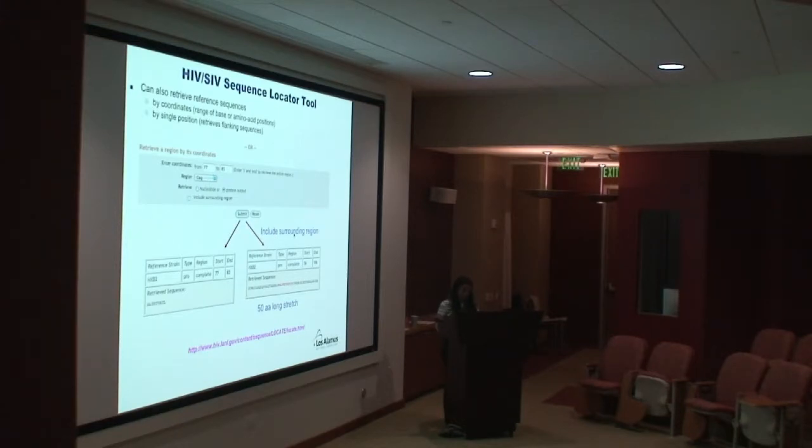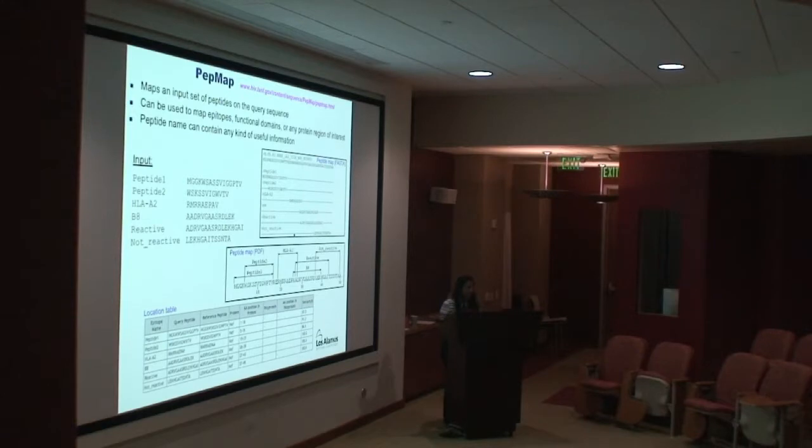Now this is just HIV, but what if you wanted to do something similar for your organism? We have a tool called PepMap. PepMap is especially useful for making figures, where you can put in your own query sequence and then map onto it epitopes or functional domains, and you can call it what you want. For example, here in the input, they've given different peptides: an HLA-A2 epitope, a B8 epitope, a reactive peptide sequence, and a not reactive sequence, and you can map them all onto your query sequence. This is how it would come out.